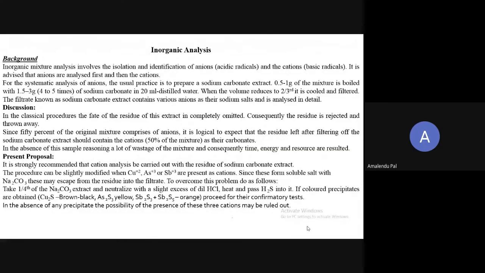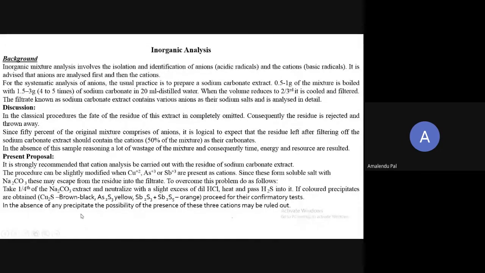What we are discussing about inorganic analysis: we have to identify first the anion, then the cation. We have to take the sodium carbonate extract with the mixture, and we have to take the filtrate. That filtrate is mostly anion. The residue, 50% of the mixture, will go to the cation part.